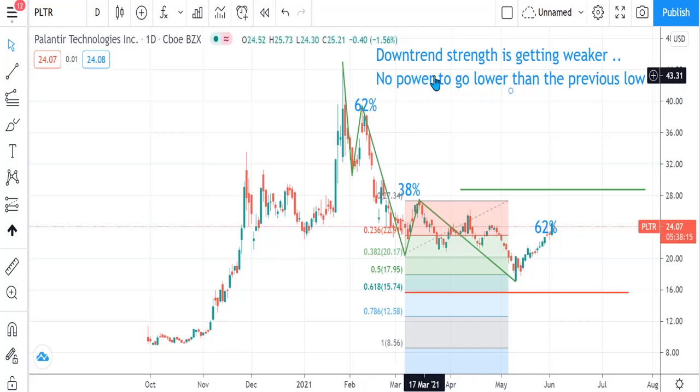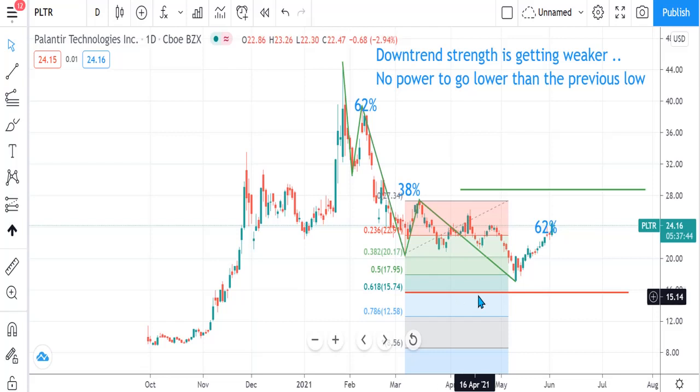The downward trend is getting weaker. There's no power to go lower, and that's the reason why it cannot hit this particular down target. This is a reminder that this is a downtrend, right? In a downtrend, it should hit the down target to continue the downtrend. I repeat again, in a downtrend, it should hit the down target for it to continue. But in our case, this is a downtrend, but it didn't hit the down target. Therefore, it's kind of confirmed that the downtrend is over.